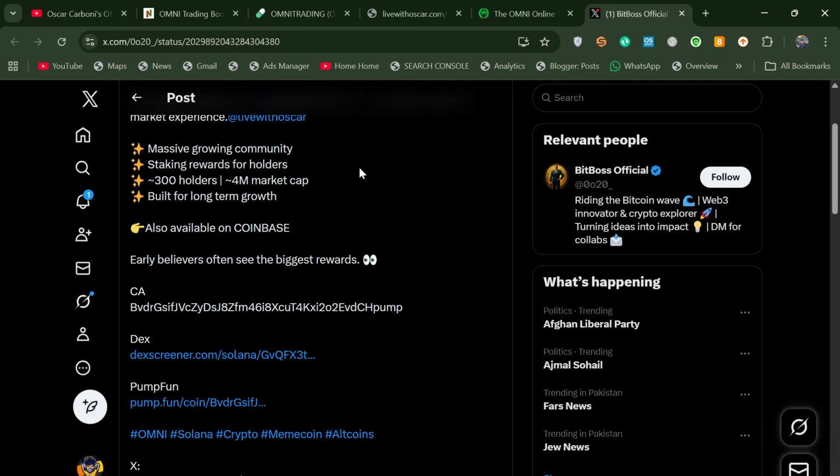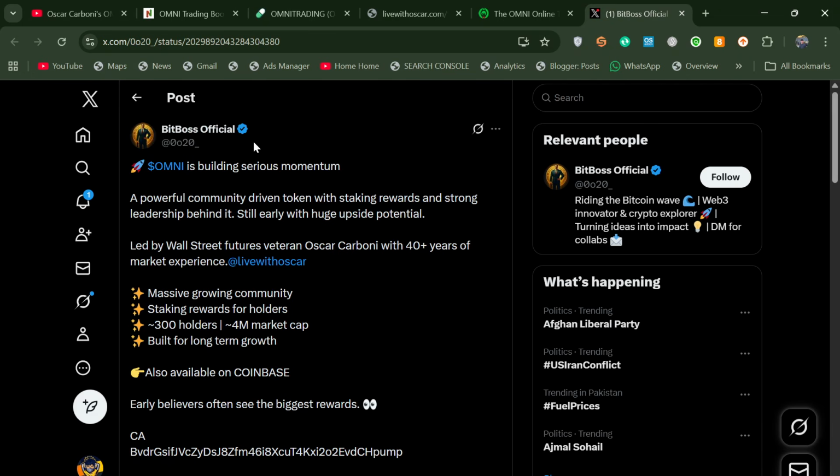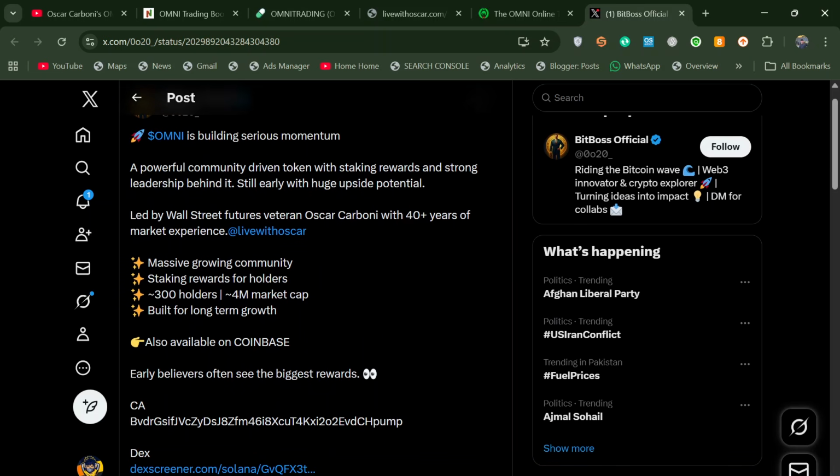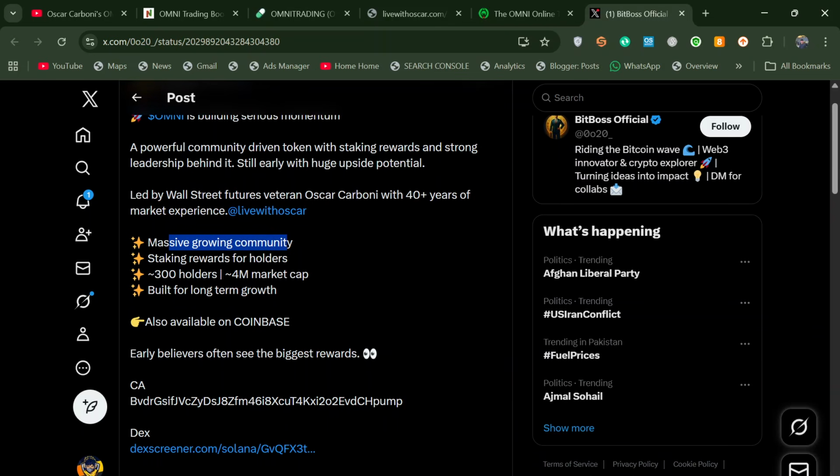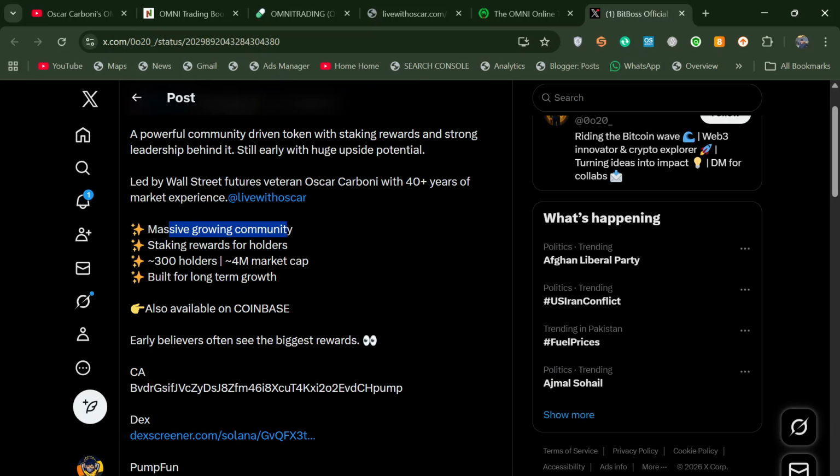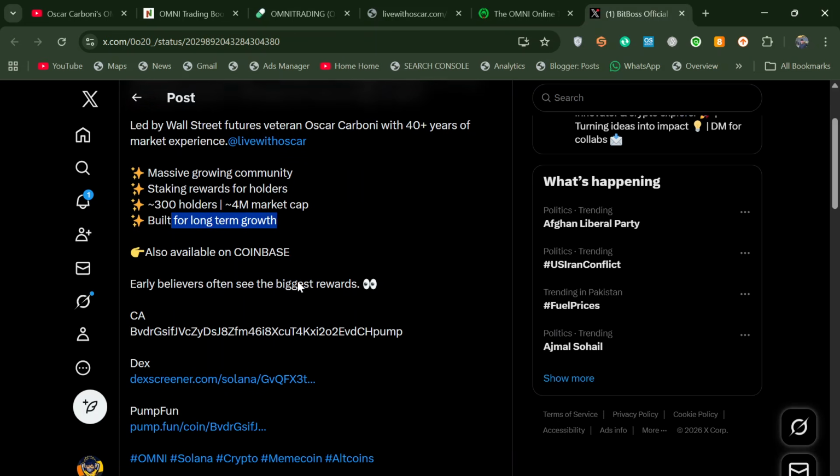Here is also some other news by BitBoss officials. Omni is building serious momentum, a powerful community-driven token with staking rewards and strong leadership behind it. Still early with huge upside potential, led by Wall Street futures veteran Oscar Carboni with 40-plus years of market experience. Massive community growth, staking rewards for holders, 300 holders, 4 million market cap, built for long-term growth, and also available on Coinbase.